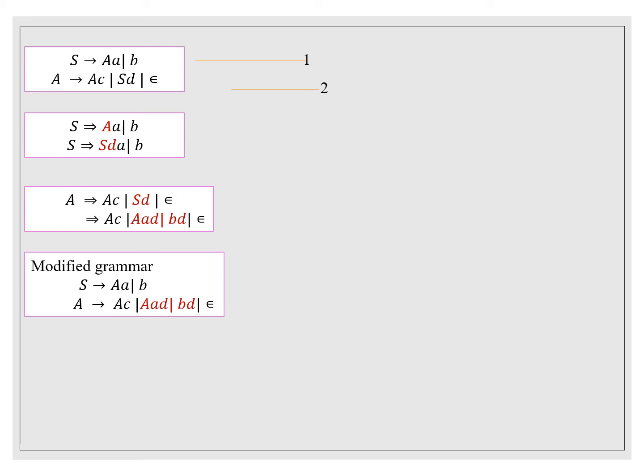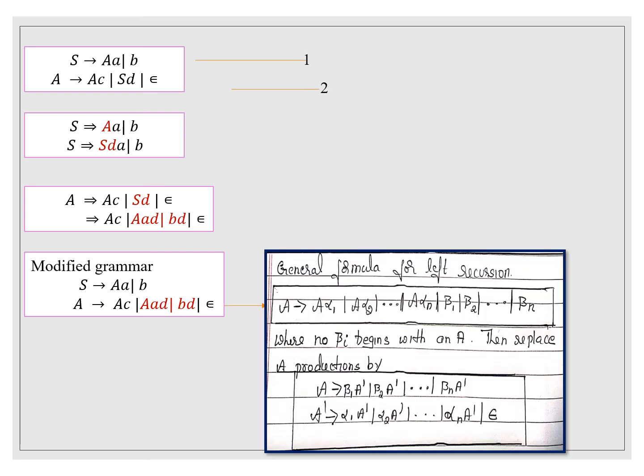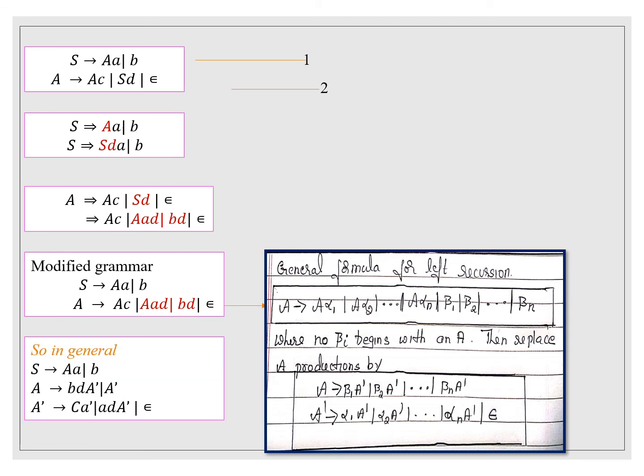Now let us make the changes. The first production doesn't have any left recursive property, but according to the second one, the left hand side is A and the right hand side also has A. So let us make the changes after applying the left recursion removal. So this will be the modified grammar. We know the general formula, right? A derives A alpha 1 | A alpha 2 | etc. | beta 1 | beta 2 | etc. | beta n. After applying the left recursion removal, we'll get this answer.